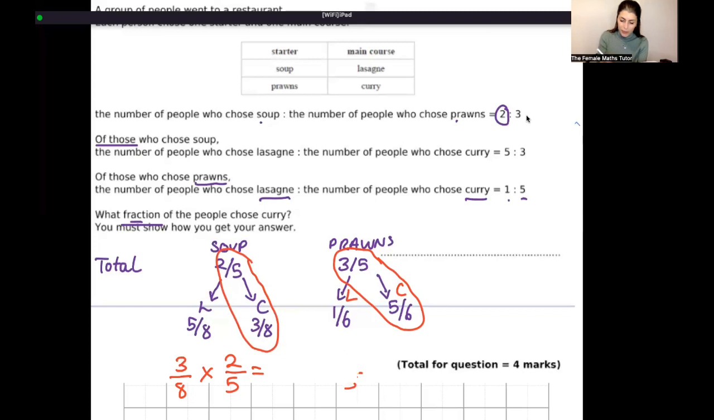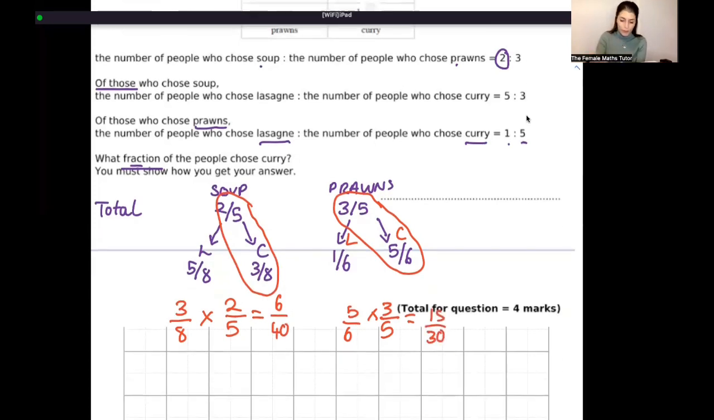Sorry, let me write it back the other way. Not that it matters, but just so you understand. 5/6 of the 3 out of 5 people chose prawns. So let's multiply these now and then add them to get our total. So this gives you 6 out of 40, and this gives you 15 out of 30. Remember, you times along the top and times along the bottom as well.